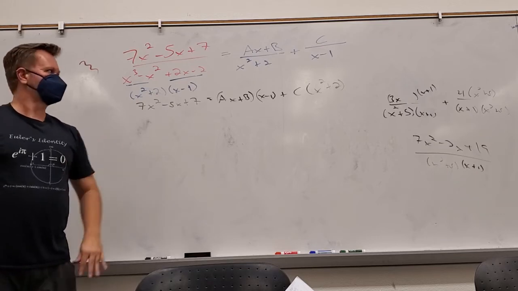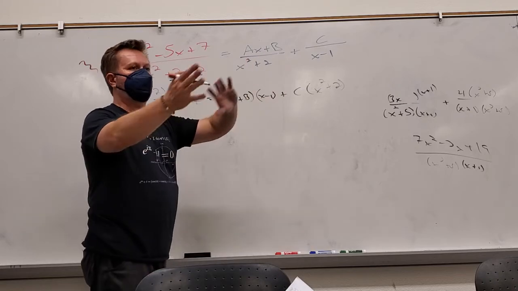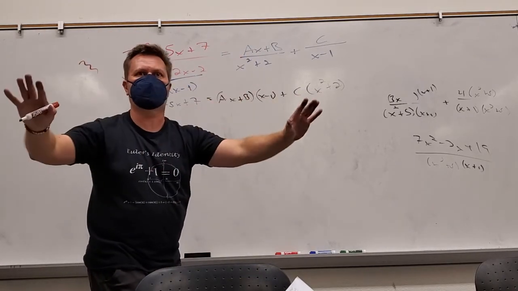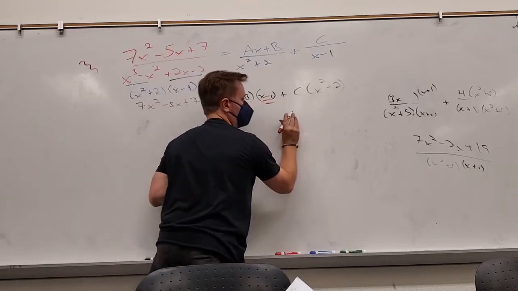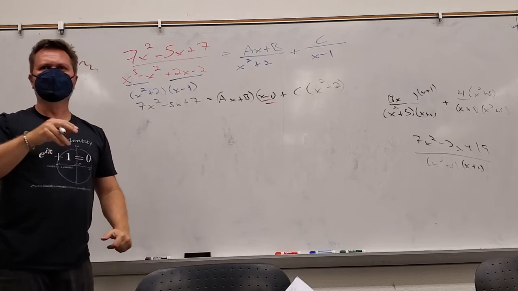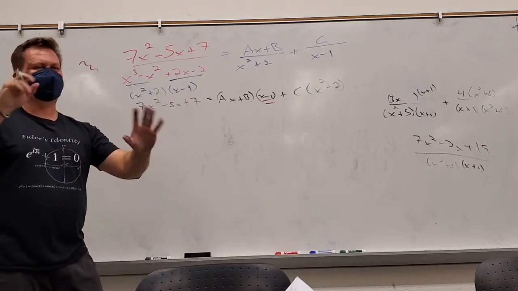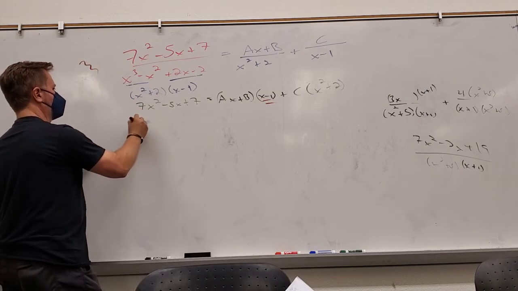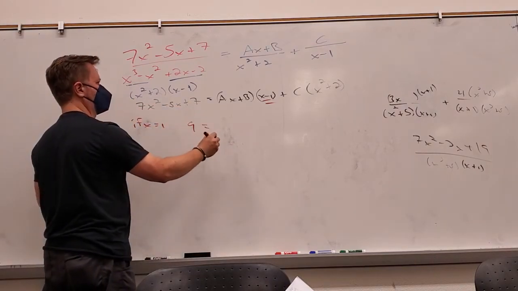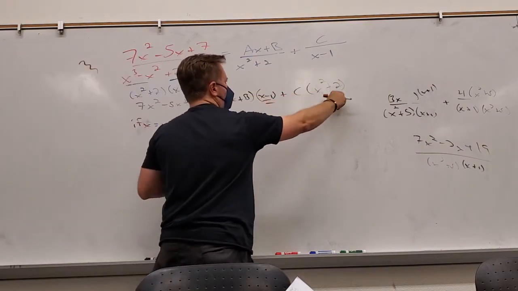X equals 1. Yeah, let's do that. I could distribute, equate coefficients, make a matrix, or make a system of equations. That's always an option. But if I can make something die, that's better. So if x equals 1, this will be 7 minus 5 is 2 plus 7 is 9. Is that cool? That part dies, so I just end up with c times 3, so I get 3c.